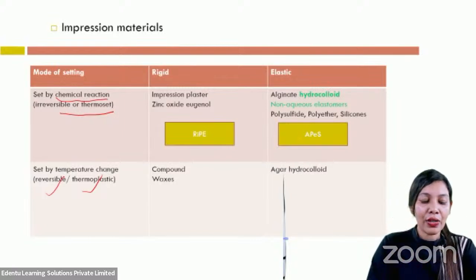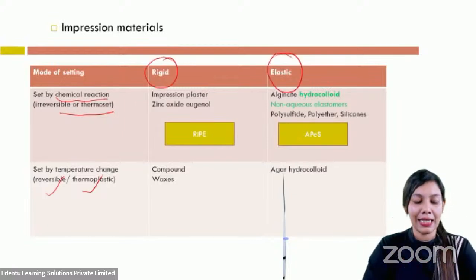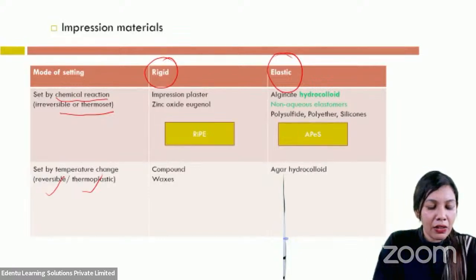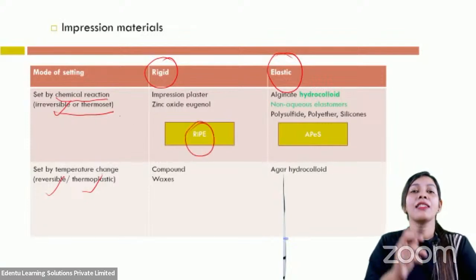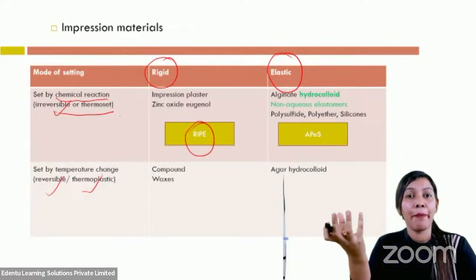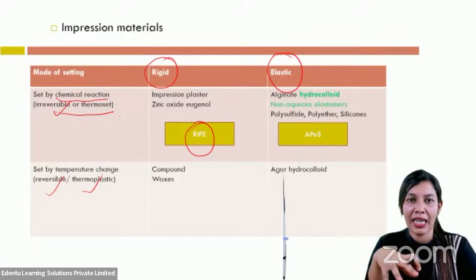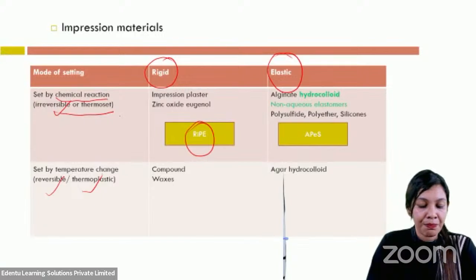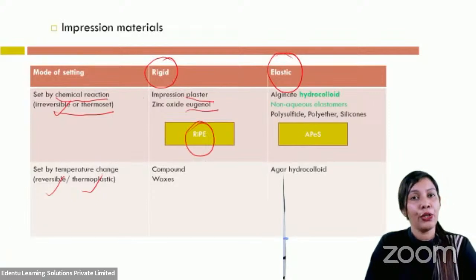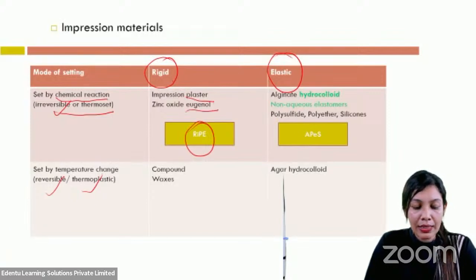Next is again rigid, and under that, rigid and elastic are there. Just see, irreversible, which cannot come back to its normal position, is also rigid. Ripe fruits are liked by apes, right? So I used to memorize like that. RIPE, and APES on the other side. R is for the rigid material. P is for the plaster. E is for the eugenol. Memorize.